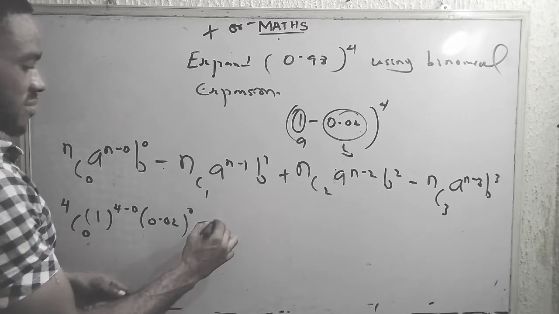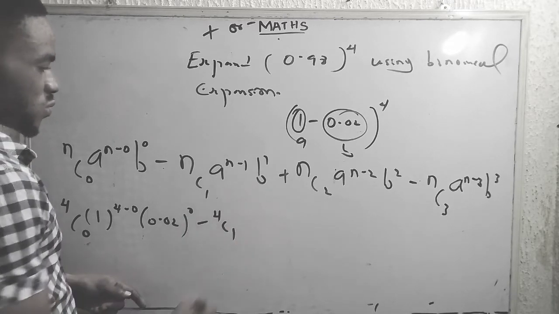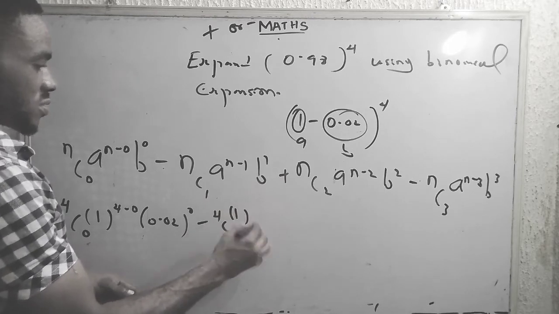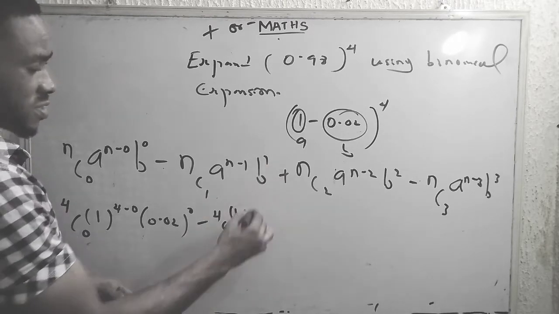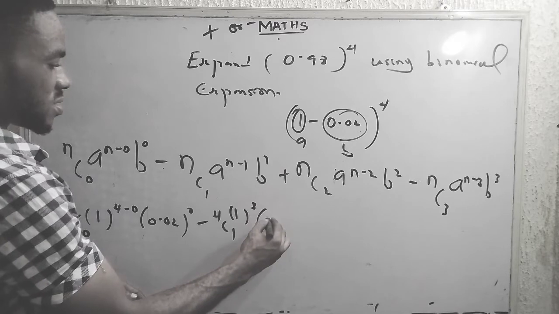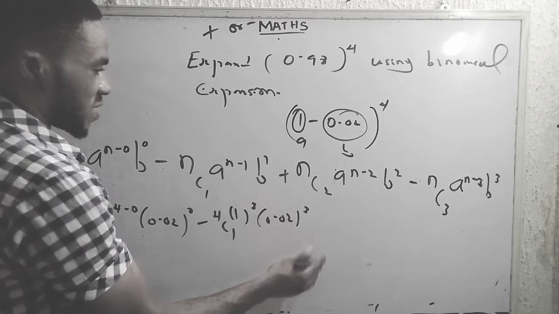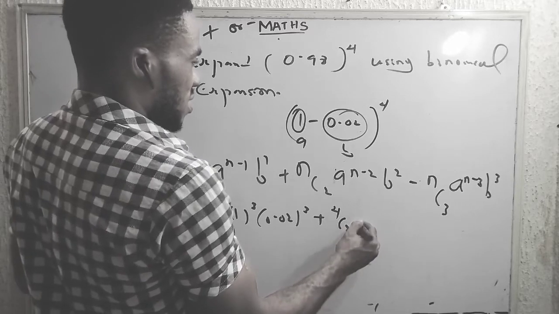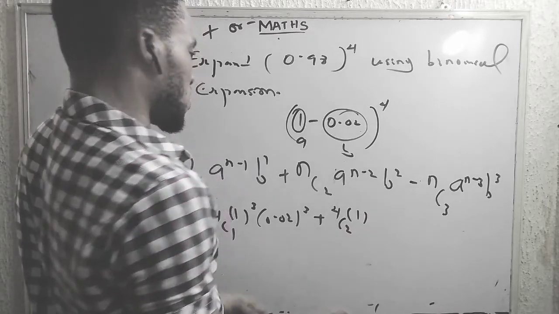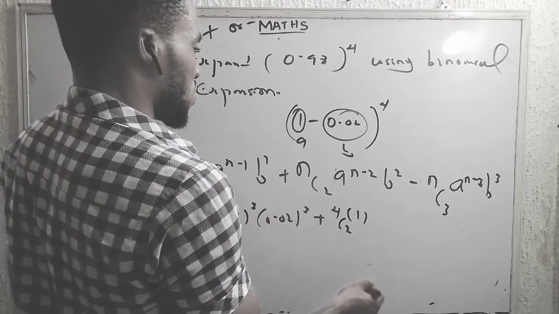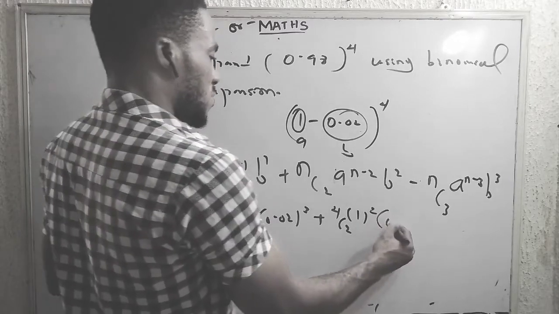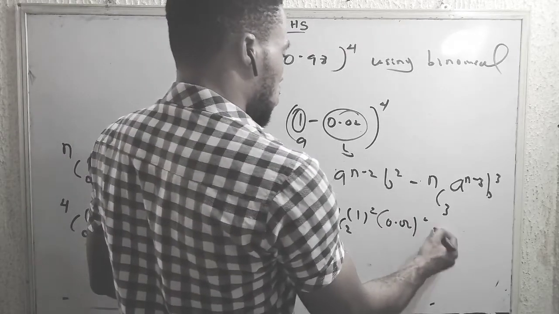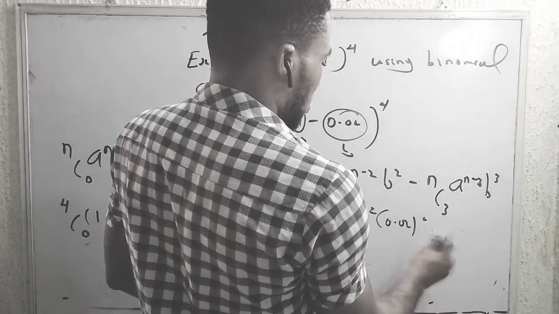Then I move to minus. I have 4 combination 1, A, which is the 1, raised to the power 4 minus 1, which is 3. Then I have 0.02 raised to the power 3. Then I have plus 4 combination 2, A, which is 1, raised to the power 4 minus 2, which is 2. I have 0.02 raised to the power 2. Plus, okay, minus, sorry.